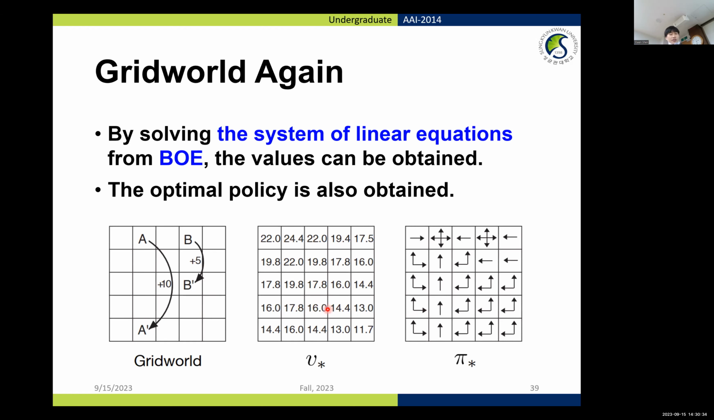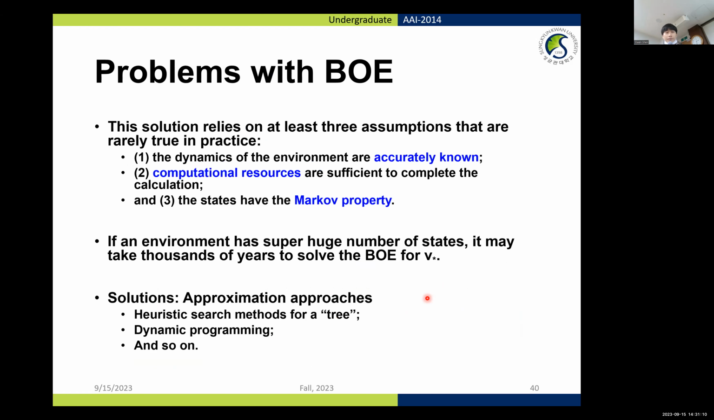And according to this state value function, you can get the policy, right? What is the best policy at a particular state? Obviously, if you are here, because they have the same value, you can either move up or right. Okay, this is how you can get the optimal value of the state and the optimal policy.